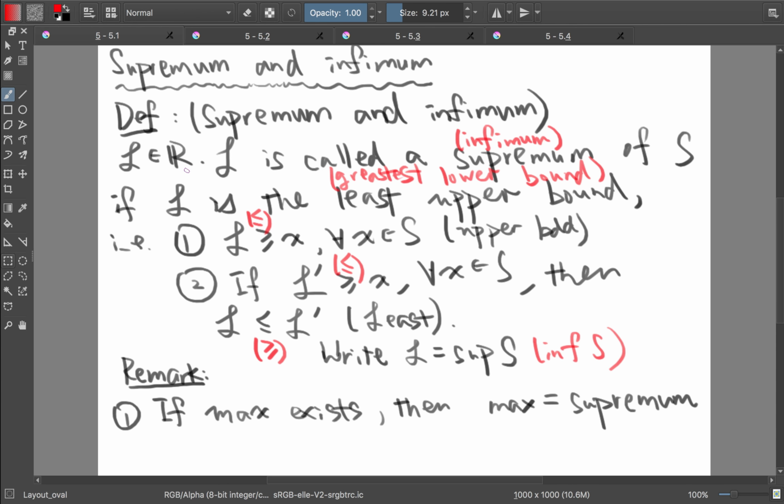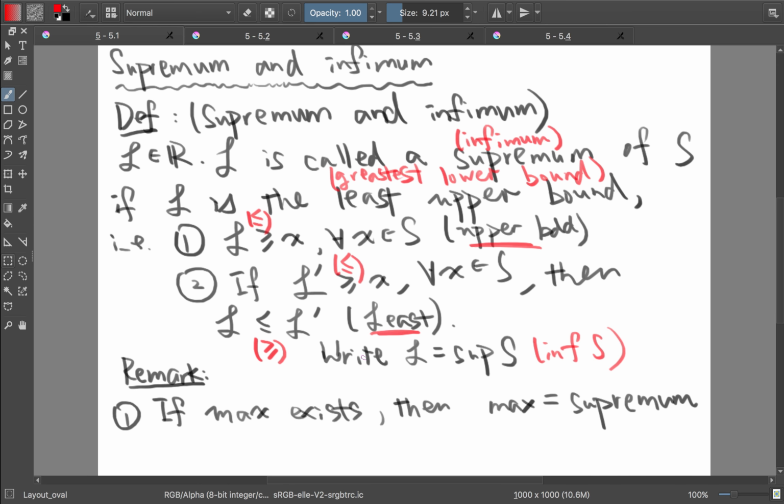Let L be a real number. We call L a supremum of S if L is the least upper bound, and it is equivalent to two statements. First, L should be greater than or equal to x for all x inside S. And the second is that if L prime is greater than or equal to x for all x inside S, then L is smaller than or equal to L prime. What the first statement is telling us is that L is an upper bound. And the second statement tells us that it is the least upper bound.